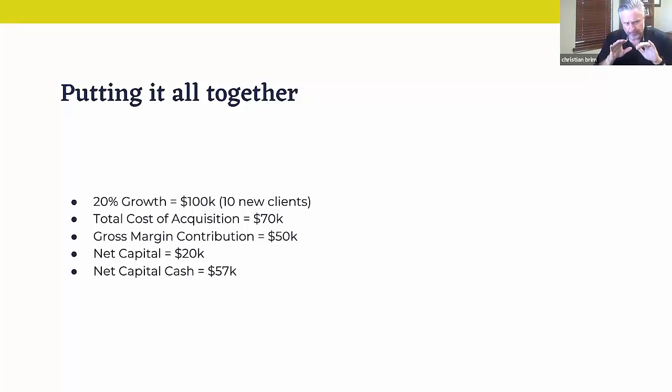But if I took this and I just spread them out over the year and said that I was going to get 10 clients equally over the year, and the gross margin then was going to come in throughout the year, but my cost of acquisition, I have to spend that cost of acquisition up front, the marketing dollars to get them. I did the calculation and spared you the Excel spreadsheet here. The net capital, the net cash that you would need in this situation would actually jump from 20,000 to 57,000. So it's very important that you know where your timing of that money is going to come in.